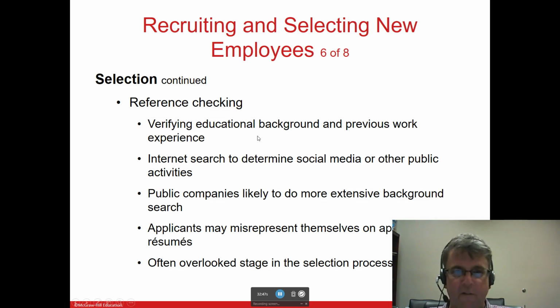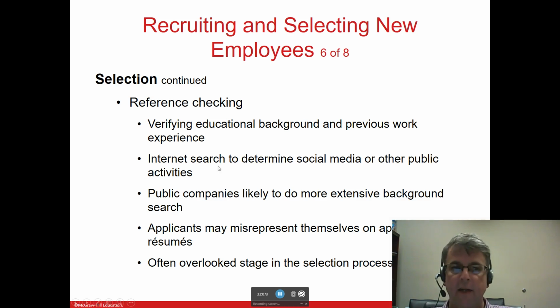Selection, reference checking. Okay, once you get someone in, you got to verify their references. Okay, you want to verify their educational background and previous work experience. There's nothing worse than finding out that someone you hired for the job that said they have a master's degree, went to chef school or never went to college.